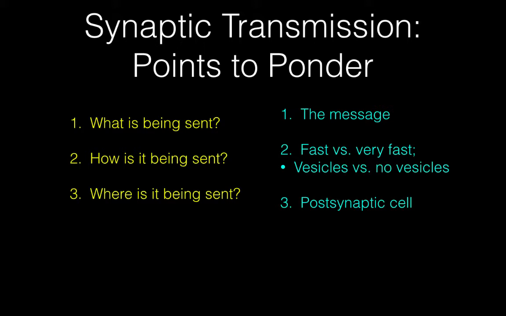Also, is the message wrapped in vesicles, or is the message itself allowed to just shuttle and go back and forth from cell to cell? Thirdly, where is the message being sent? Is it to another neuron in the postsynaptic cell? Is that postsynaptic cell a muscle cell? Is it a long distant dendrite, or does an axon form an autosynapse, if you will, on itself?